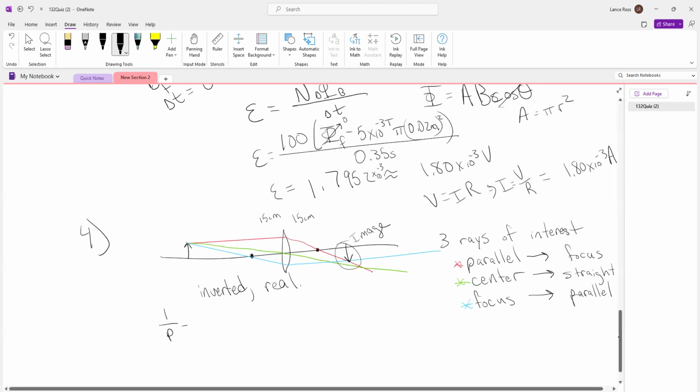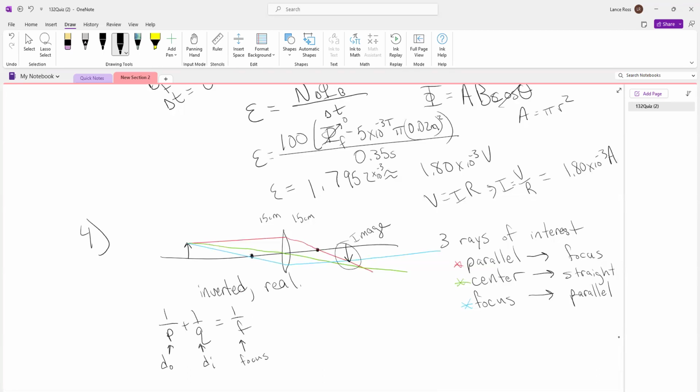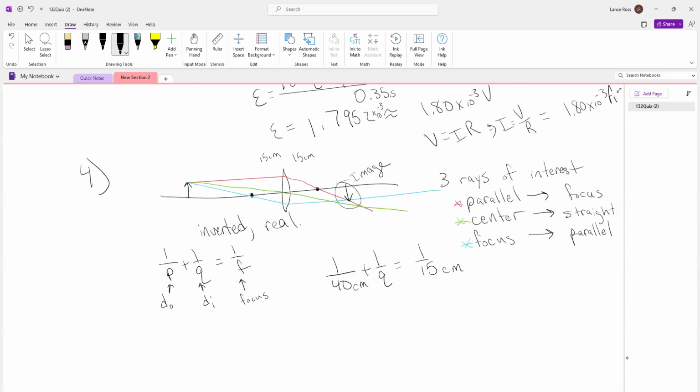So we know 1 over P plus 1 over Q is equal to 1 over F, where this is the object distance, this is the image distance, and this is the focus. So we were given our object distance of 40 centimeters and our focal length of 15 centimeters. You don't have to convert to meters here because everything's in centimeters. It's all going to cancel out in the end and leave you in centimeters. Whichever unit you stick with, you can carry through.